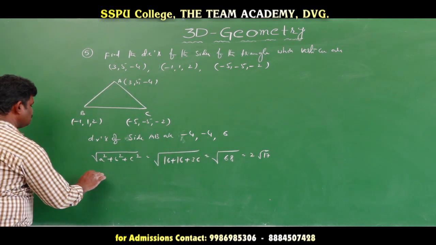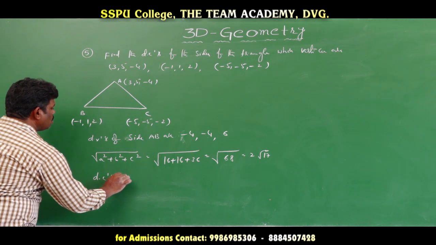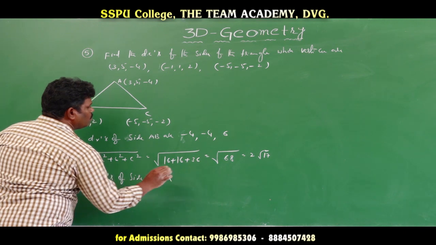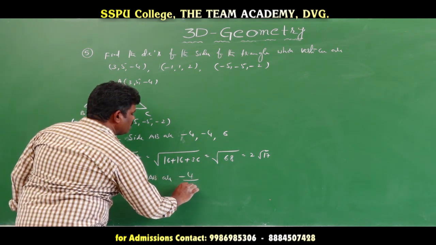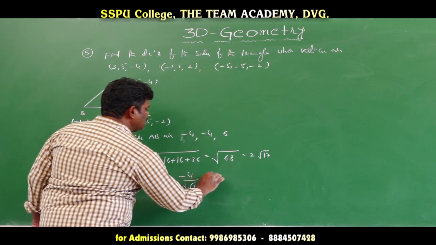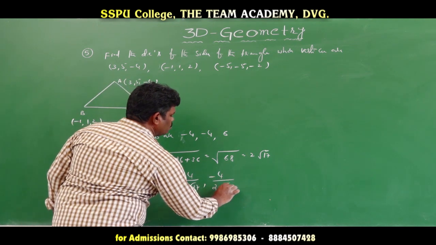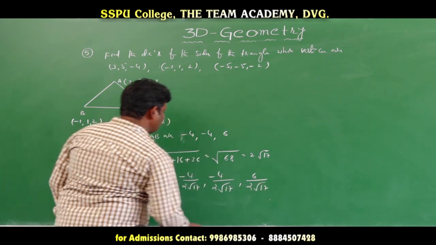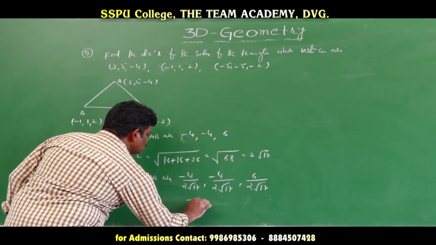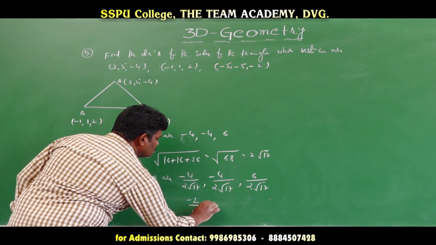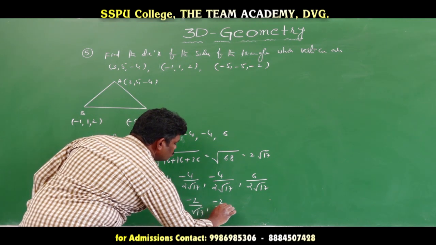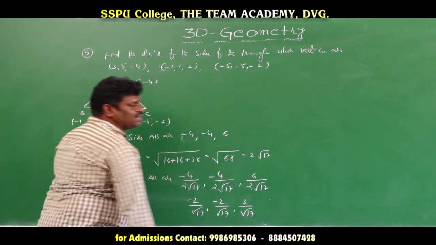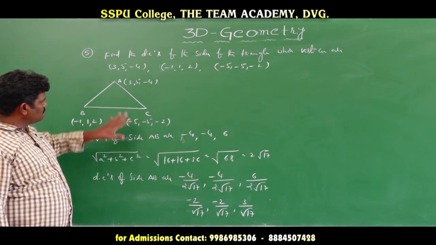Now the direction cosines of side AB are minus 4 by 2 into root 17, minus 4 by 2 into root 17, 6 by 2 into root 17. Simplifying, we get minus 2 by root 17, minus 2 by root 17, 3 by root 17. These are the direction cosines of side AB.